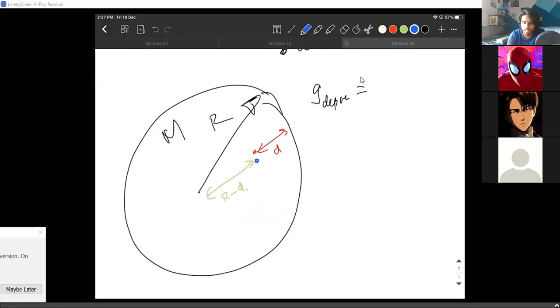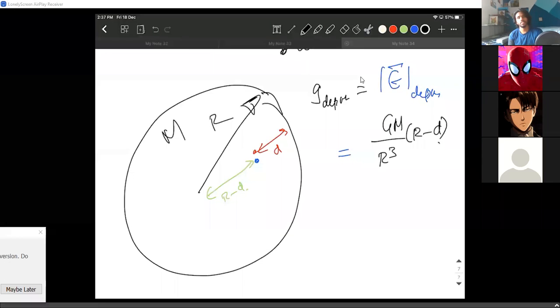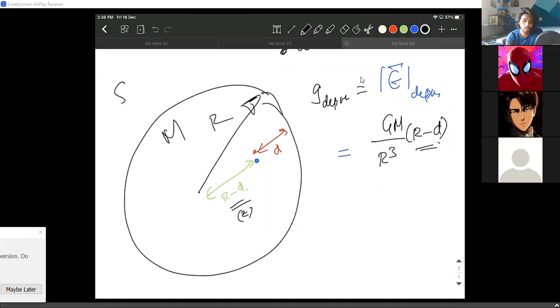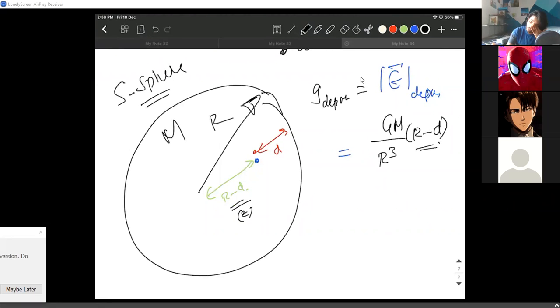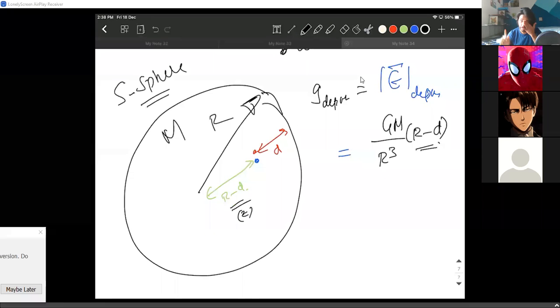All I need is the gravitational field at the depth. How much is the gravitational field? GM by r cube into r minus d. This is the formula, GM by r cube into z, if this distance is called z. You should remember this formula since it is for a solid sphere. You cannot ask me where these formulas came from ever. That is why I stressed it so much yesterday.